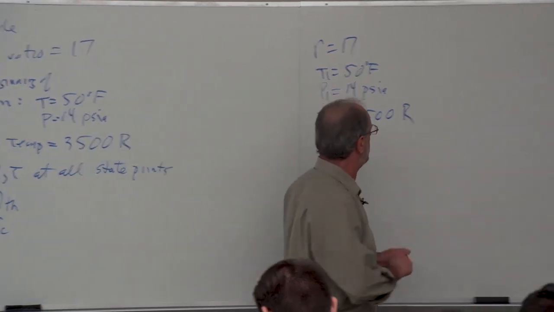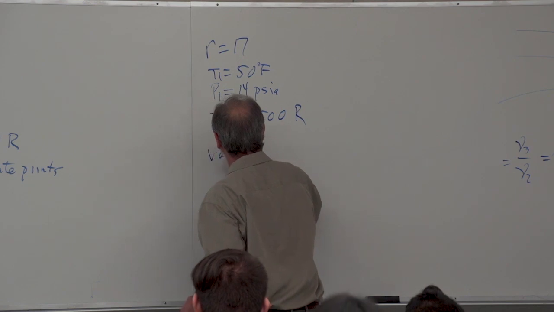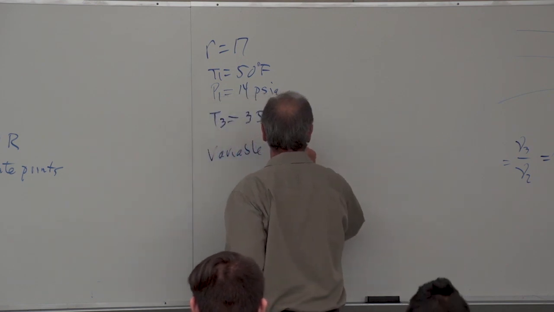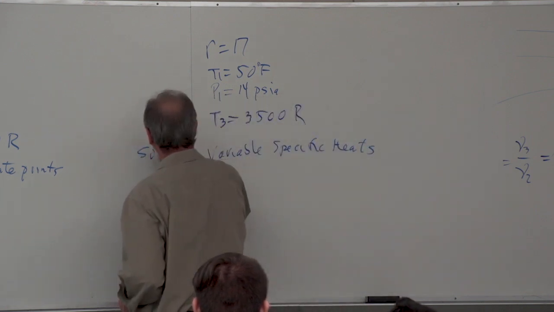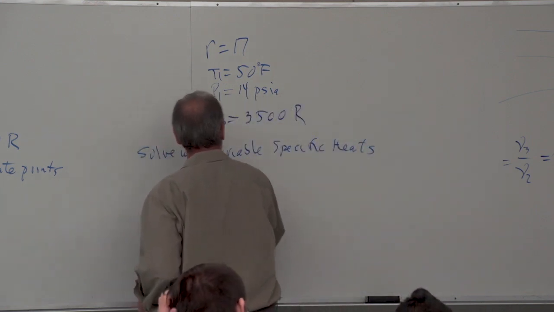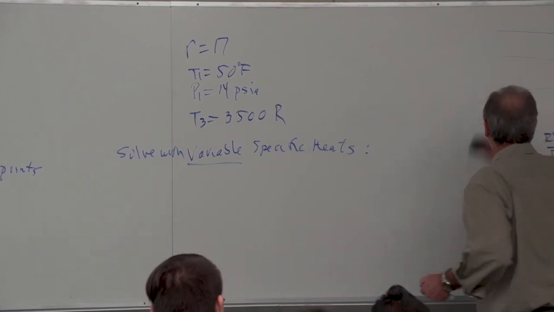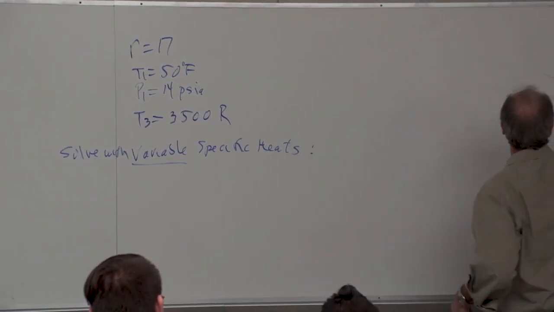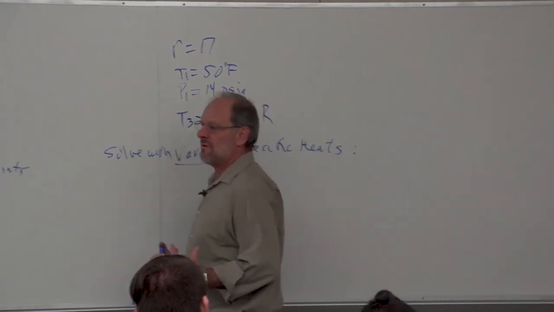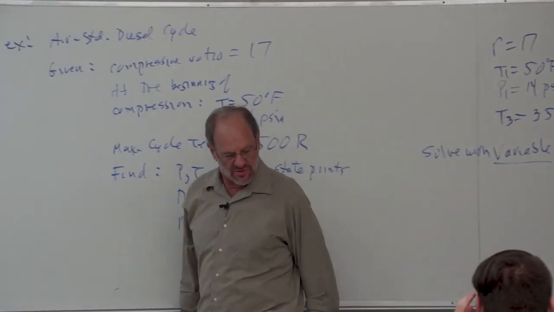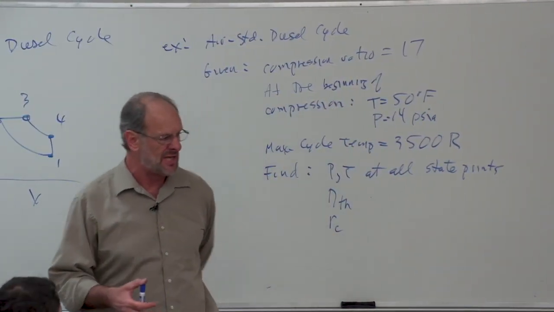All right, so let us solve using variable specific heats. And again, if I have time, we'll do constant specific heats. All right, so first, just a quick talk through the problem. Using variable specific heats, again, we're using table A17 data.